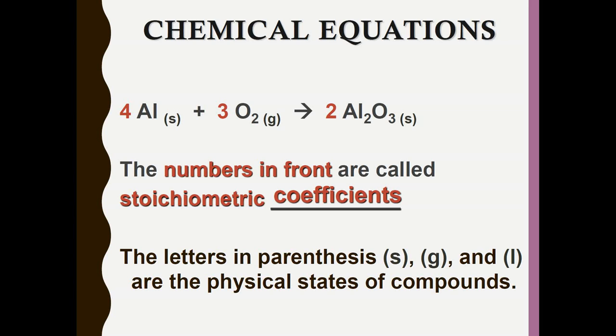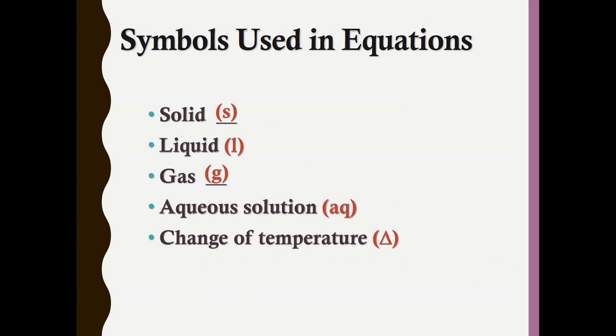And the product that I get after the reaction is done is going to be in solid form. So my aluminum oxide is a solid, it's going to be in solid state. The symbols that we use in the equation: s stands for solid, l stands for liquid, g stands for gas, and aq stands for aqueous solution. And if there is any change in the temperature, it's going to be shown by delta. One thing to remember is that whenever you write down the state of matter, it always has to be in lowercase. So small s, small l, small g, and small a and q.